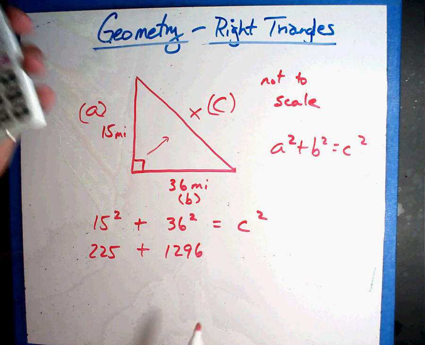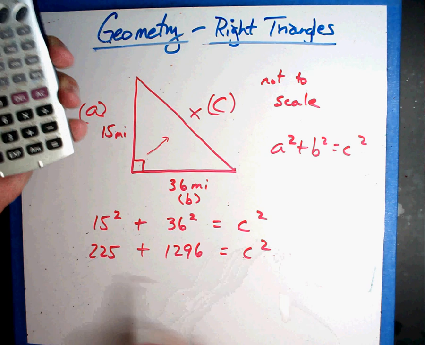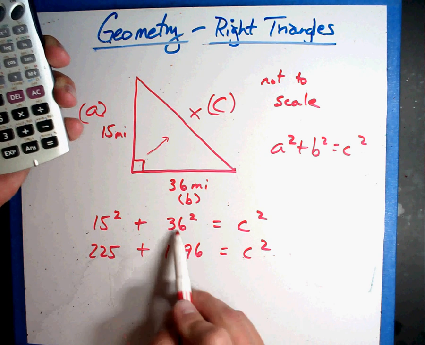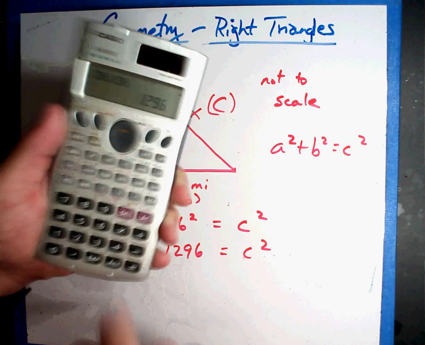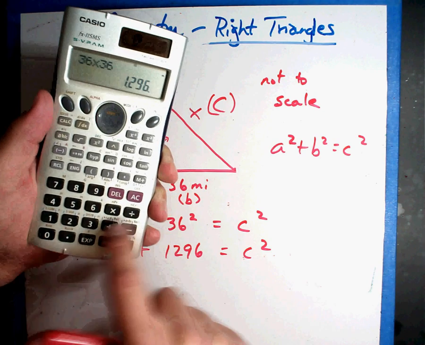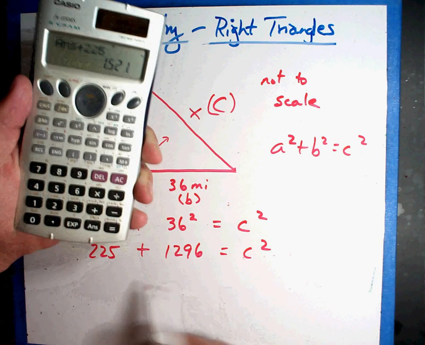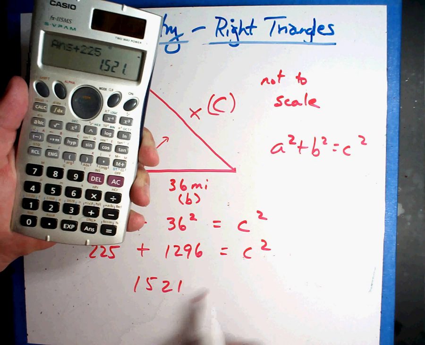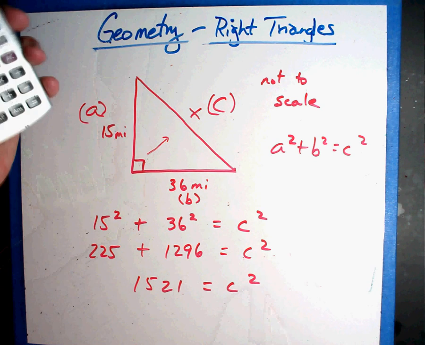1,296. And that's going to equal c squared. So I squared that, there's the number, so I'm going to add them together. 1,296 plus 225. Grand total, 1,521 is equal to c squared.